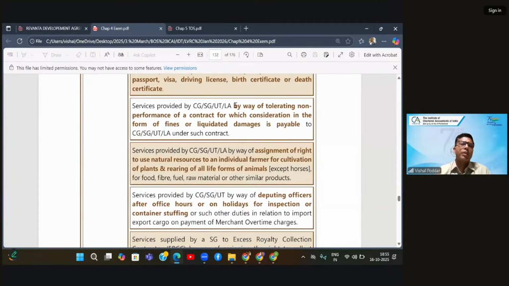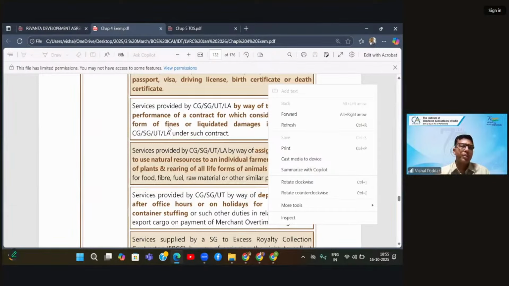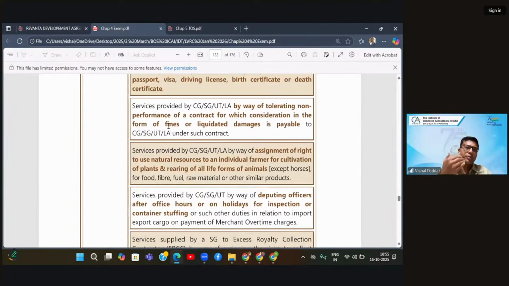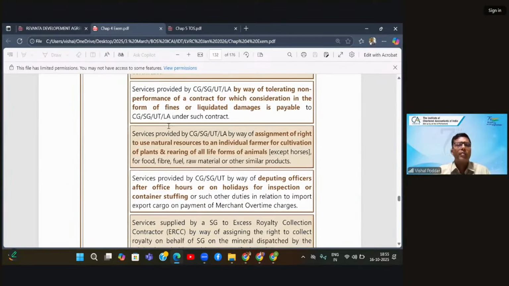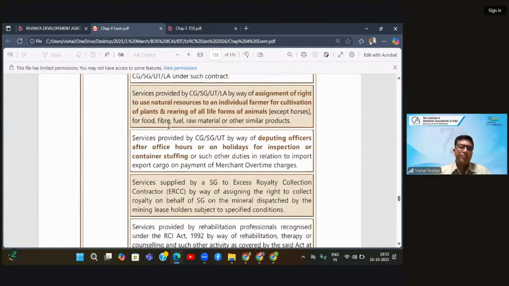Next, where the government is charging you some penalty. Why? Because you breached one of the contracts, which is over here called toleration of non-performance. So in simple words, it is breach of contract. Many times we have contracts with governments, or you take some subsidy in a backward area, but it comes with some conditions, some post compliances. Now, if you do not meet those compliances, you are required to pay some penalties and fines. These penalty fines charged by the government are exempt.